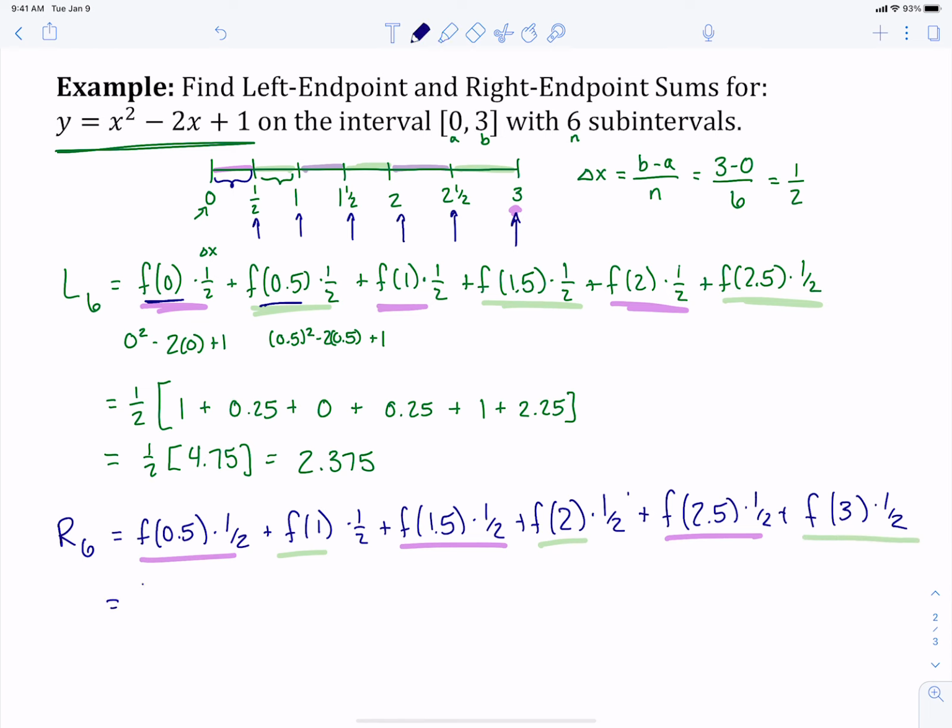And again, it's just a matter of plugging all of these numbers in. We already did a whole bunch of them. I'm literally just copying from up above because we plugged in almost all of these except for f of 3, and f of 3 we get 4. So we get 1/2 times 7.75, and that is 3.875.